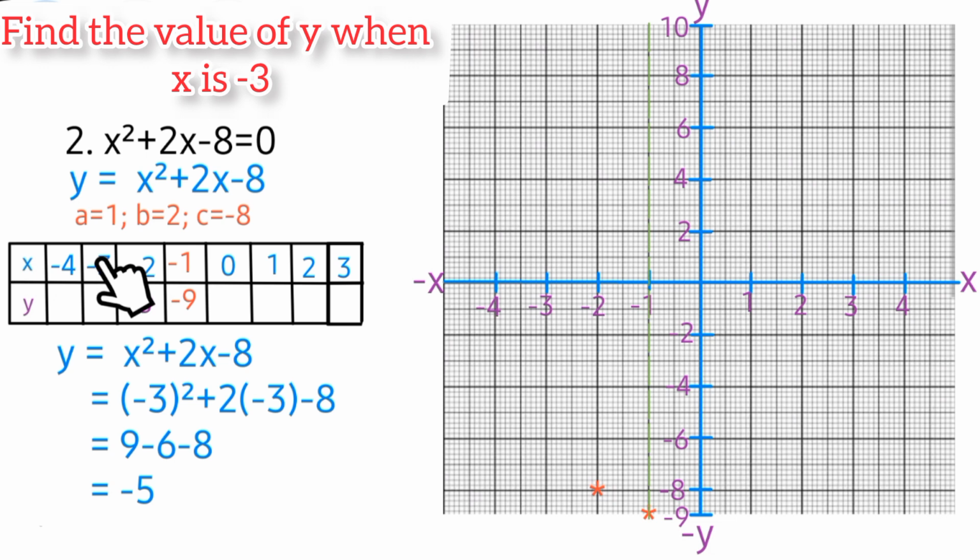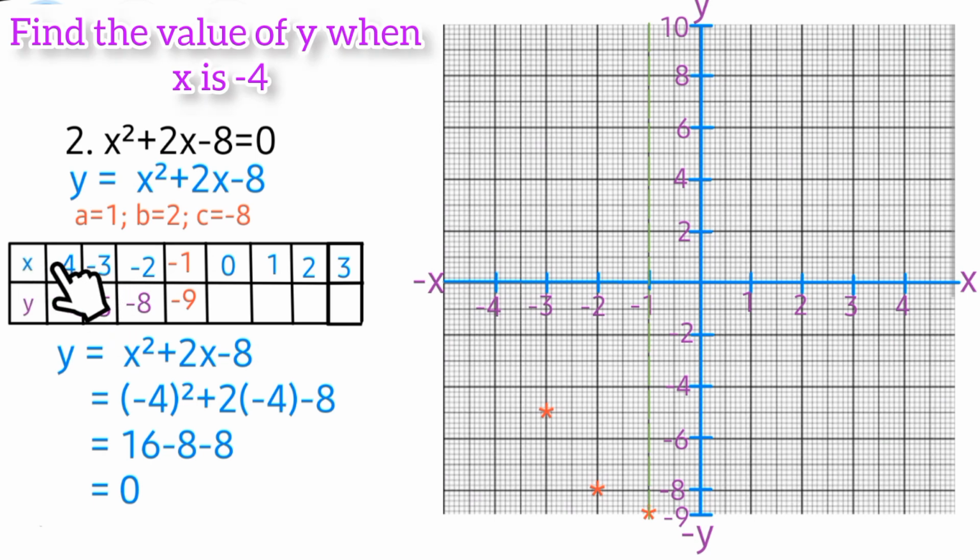When x value is minus 3, y value will be minus 3 squared plus 2 times minus 3 minus 8. Minus 3 squared gives 9. 2 times minus 3 gives minus 6, minus 8. 9 minus 6 minus 8 gives minus 5. When x is minus 3, y value is minus 5.